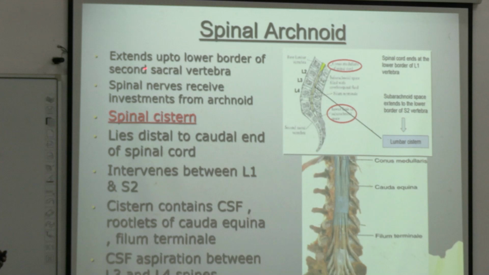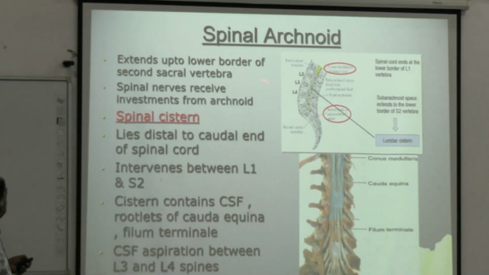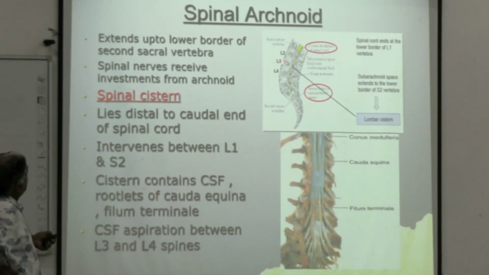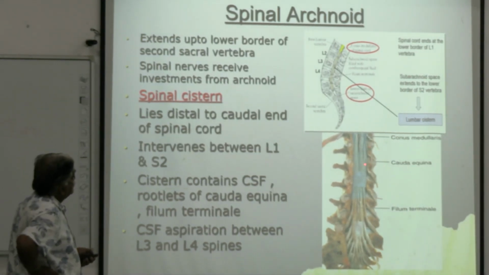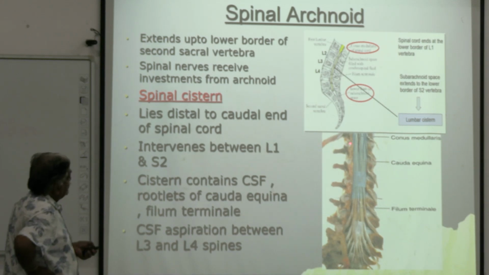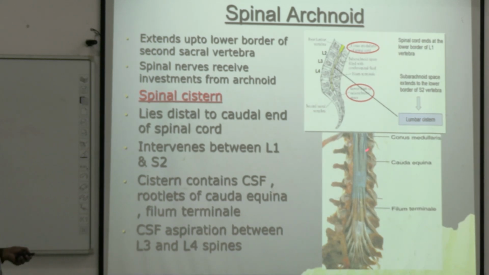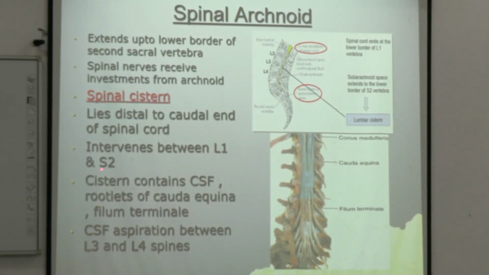Now you can see the spinal arachnoid. The spinal arachnoid extends up to the lower border of the second sacral vertebra, and spinal nerves receive investment from the arachnoid. Here, conus medullaris, cauda equina, and filum terminale. This is the picture of a dissected specimen of the spinal cord. And the spinal cistern lies distal to the caudal end of the spinal cord, intervening between L1 and S2. The cistern contains CSF, rootlets of cauda equina, and filum terminale.